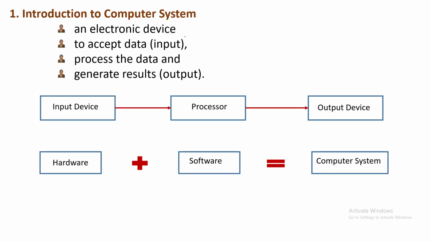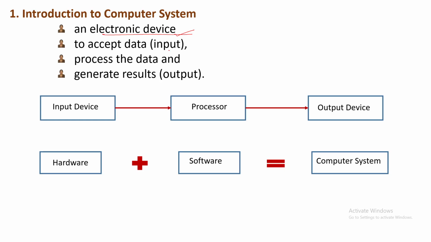Computer system. What is a computer system? It is an electronic device. Why? Because a computer will work through electricity only. That's why it is called an electronic device. Now, what is the work? What is the use of a computer system?